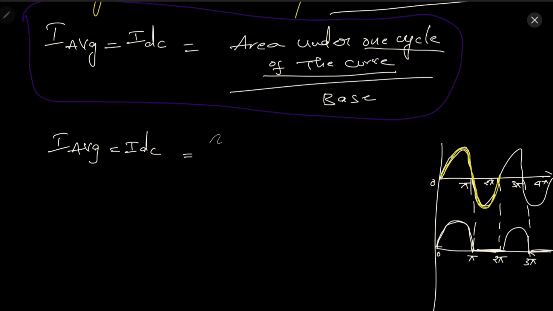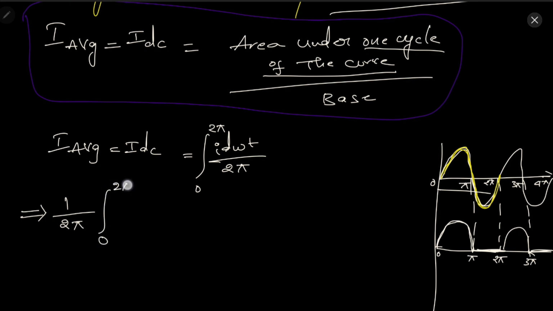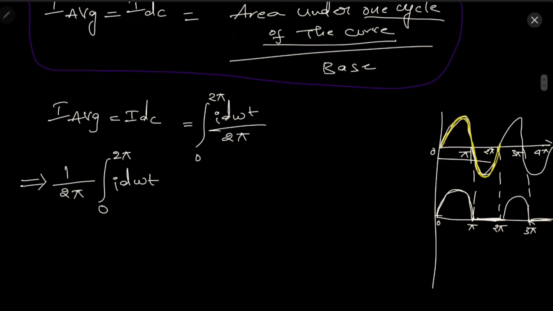I am writing here 0 to 2 pi. Here we are finding the current: ID omega t by the base, which is 2 pi. Here 2 pi is the constant term, so bring the 2 pi outside: 1 by 2 pi into integral 0 to 2 pi ID omega t. Now, when we see the working of this half wave rectifier, from 0 to pi it will conduct and from pi to 2 pi it is not conducting.